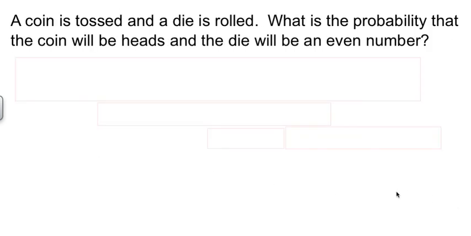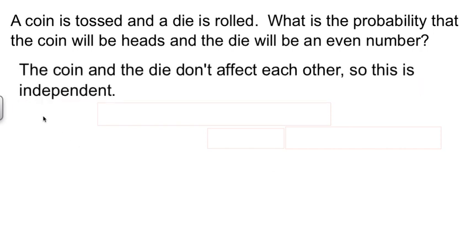So let's toss a coin and roll a die. The question is, what is the probability that the coin will be heads and the die will be even? They have no impact on each other, so this is an independent case. All we have to do is find them separately and multiply.